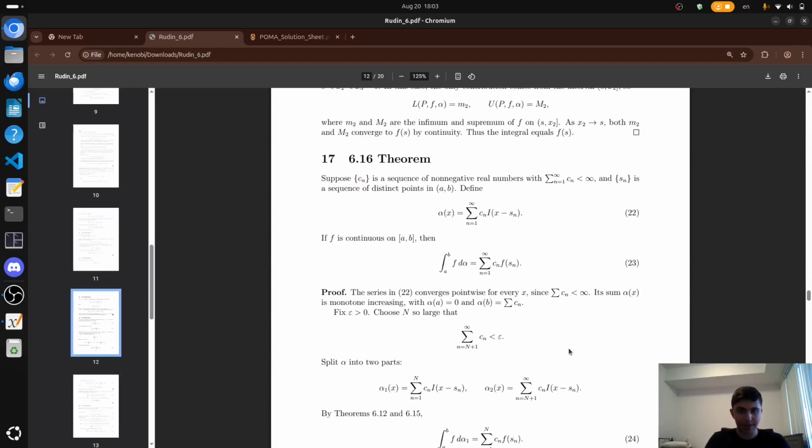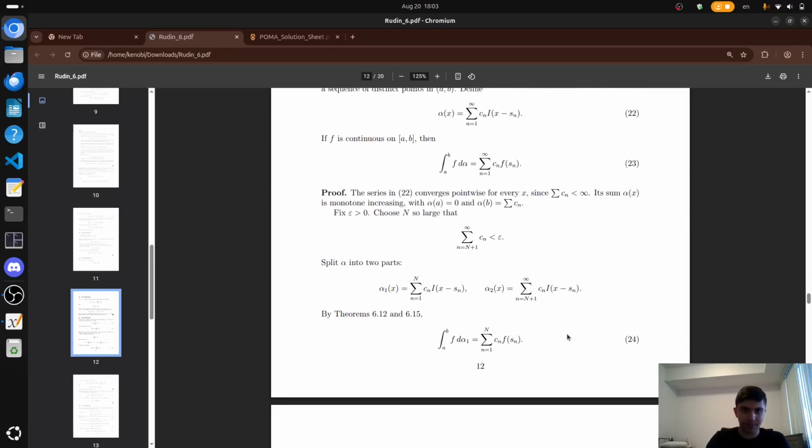So let's read the proof and I'll explain the strategy. The series in 22 converges pointwise for every x since the sum of Cn is less than infinity. Because this is less than or equal to the sum of Cn, right? Its sum alpha of x is monotonically increasing with alpha of A equal to 0 and alpha of B equal to the sum of Cn. Because alpha of B is when you get through all the points, and you're going to get the sum of Cn.